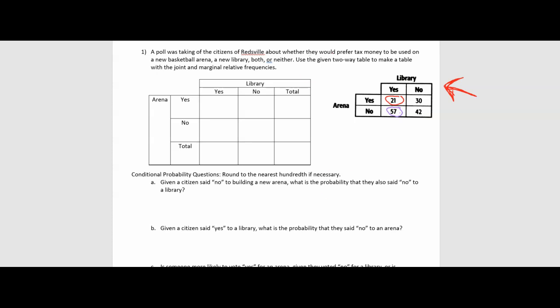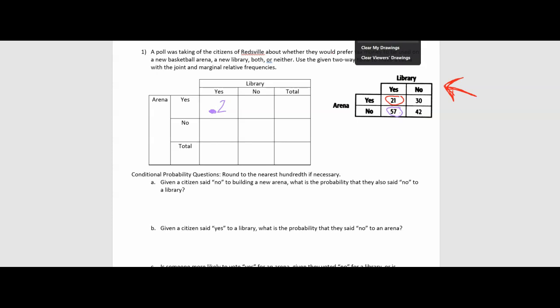arena. So what we're going to build is a frequency table or a probability table, where the numbers we put in our table represent the probabilities of that little square, right? So let's say, and we'll figure out what the exact number is, but let's say I put a 0.2 here. Well, that would represent that there's a 0.2 probability that somebody chosen at random voted yes to both the library and the arena.